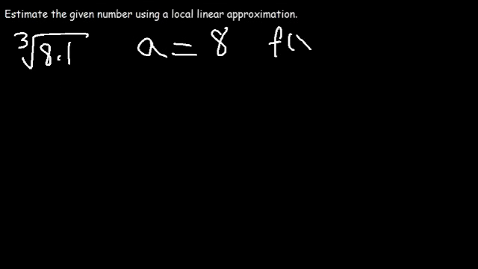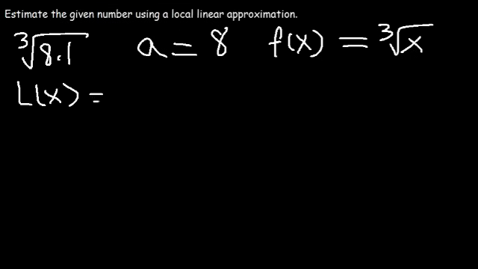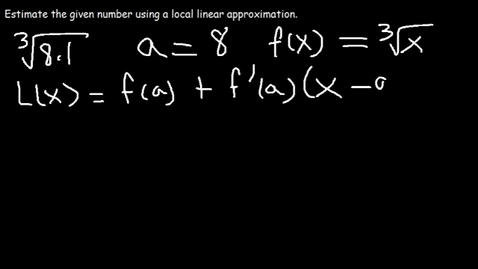F of x is simply the function. Replace 8.1 with x, and then you'll have f of x, which is the cube root of x. So we need to find L of x, which we know is going to be f of a plus f prime of a times x minus a. So now that we have f of x and a, we can get to work.